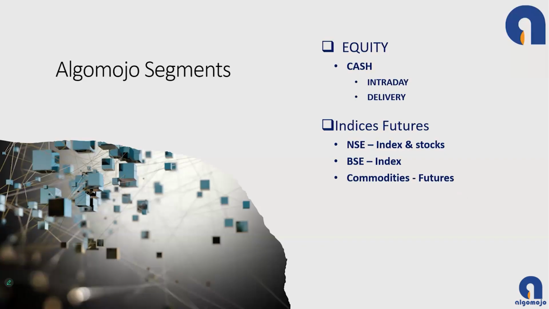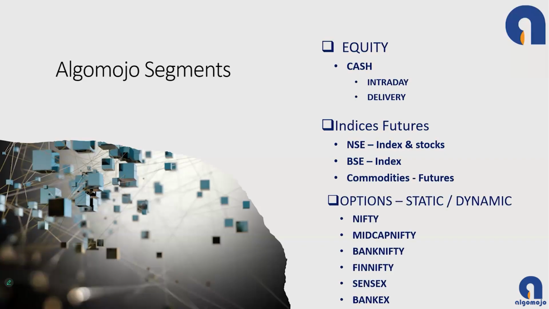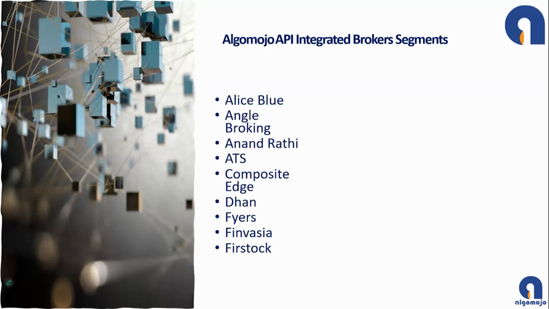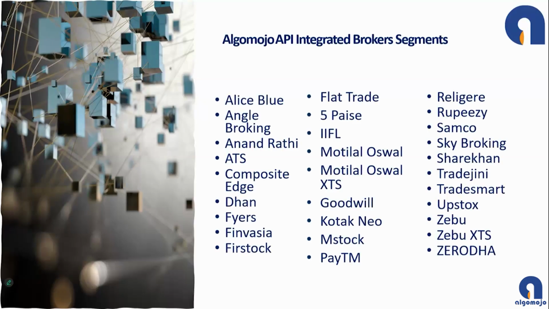Then you can trade in futures. It could be NSE, BSE, even commodities, and options also. It can be static or dynamic. Any of these segments, Nifty, Bank Nifty, Sensex, BankX, etc. Now we have integrated 27, 28 brokers. The latest addition has been Zerodha. Now Zerodha has got one of the largest user bases also.